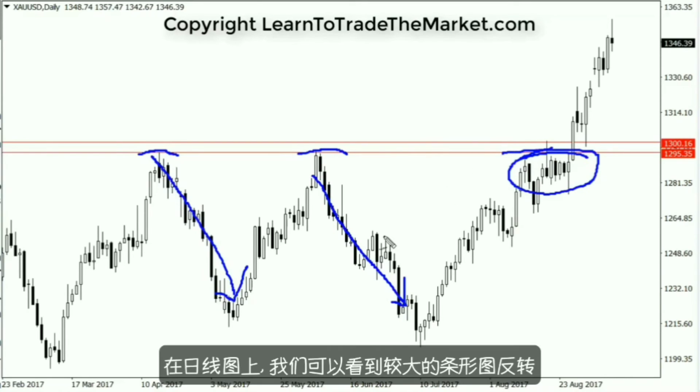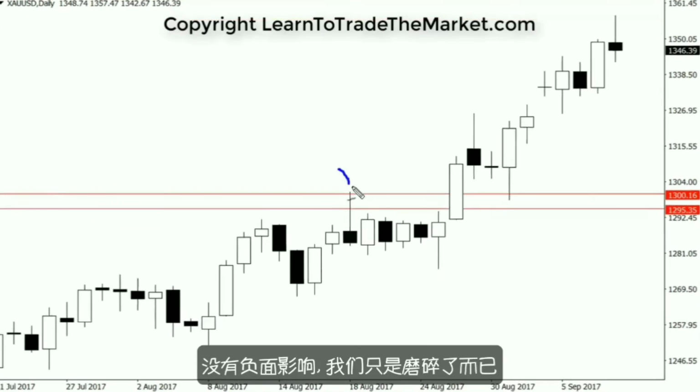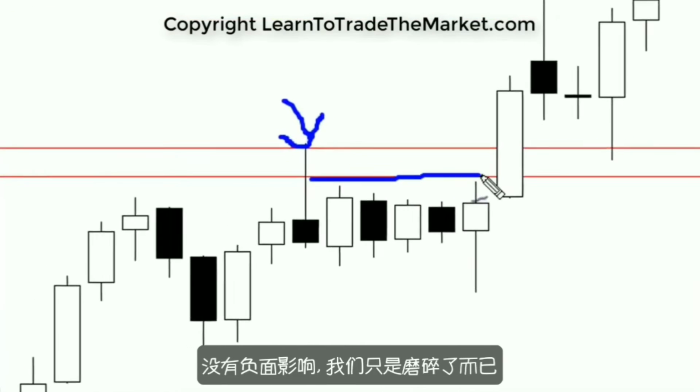If we zoom in a little bit closer on the daily chart, we can see a large pin bar reversal sell signal formed at that resistance right up against it. But again, there was no follow through to the downside. We just kind of ground out, went sideways.